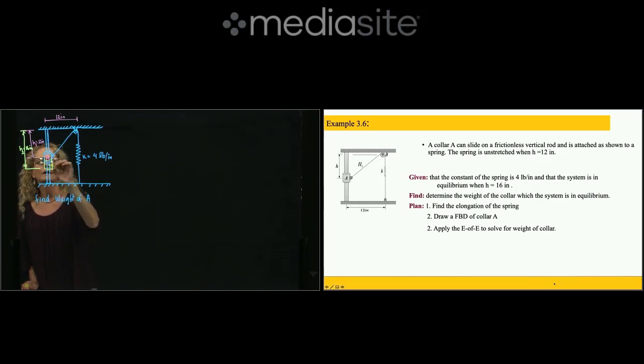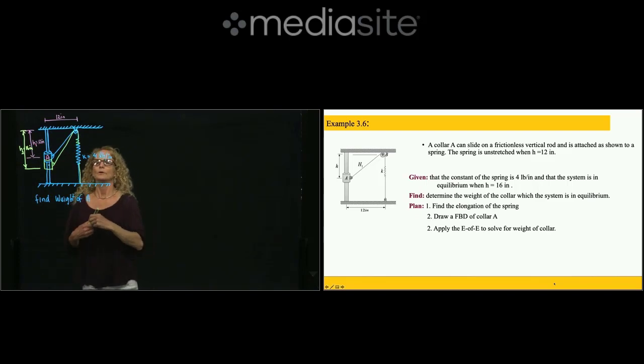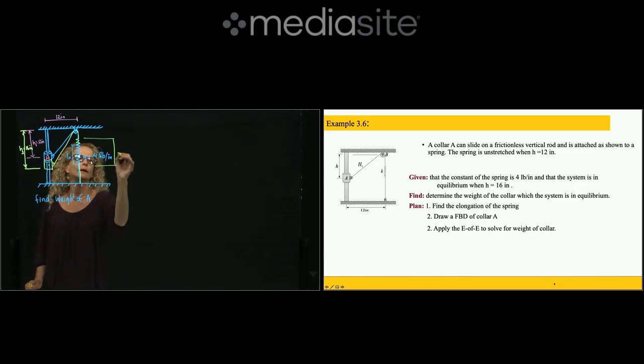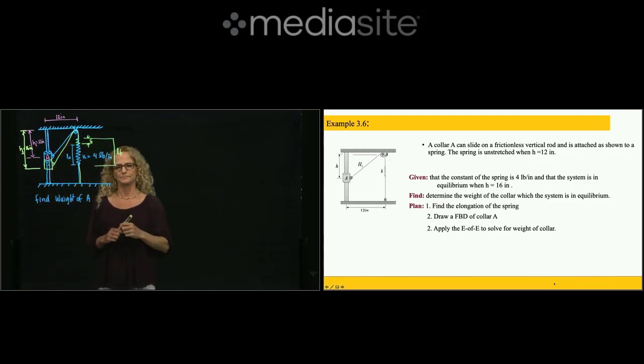right? And then, therefore, we have another position, and the spring is now stretched, so to say. So if this is the unstretched length of the spring, this will be the final length of the spring, and this will be what it got stretched. We can call it delta.